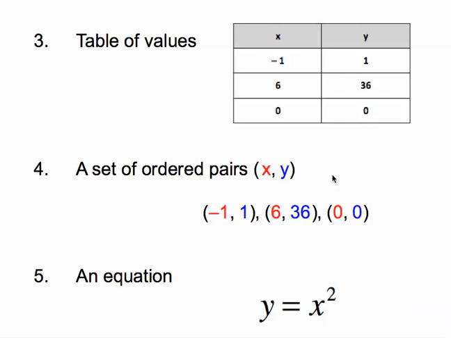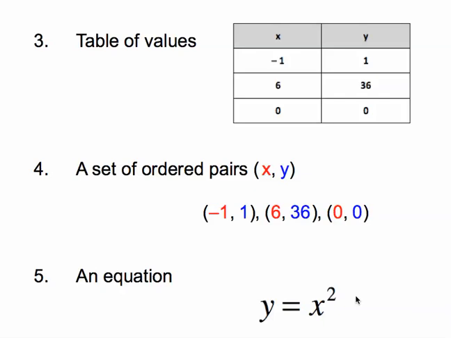It's also common in math to represent inputs and outputs as a set of ordered pairs. So again, x is first, y is second, x is the input, y is the output. So we could take this table of values, which was the same as the mapping diagram, and write it out this way. (-1, 1) means an input of -1 gives you an output of 1. (6, 36) means an input of 6 gives you an output of 36. And (0, 0), input 0, output 0.